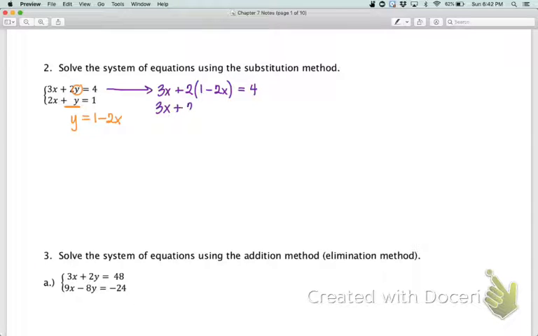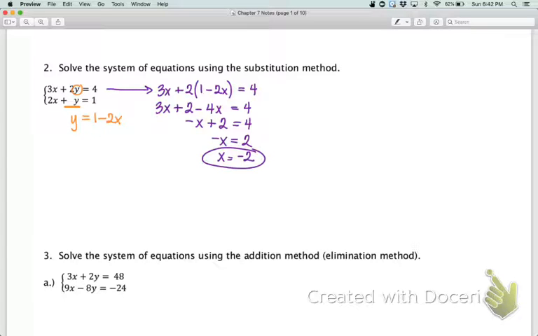So we're going to do a little bit of distributing. We're going to combine our like terms. So we get -x plus 2 equals 4. Subtract 2, and then divide by -1. So we get that x is equal to -2.